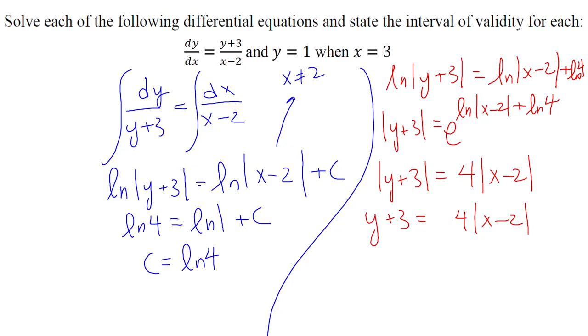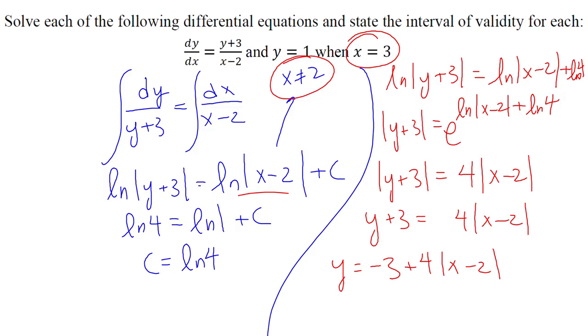We'll just leave it as 4, absolute value, x minus 2. And then we'll subtract 3. So y equals negative 3 plus 4, absolute value, x minus 2. Our only restriction on the domain was that x couldn't be 2, we noted from this natural log we had. And so we need to pick the interval that includes 3.